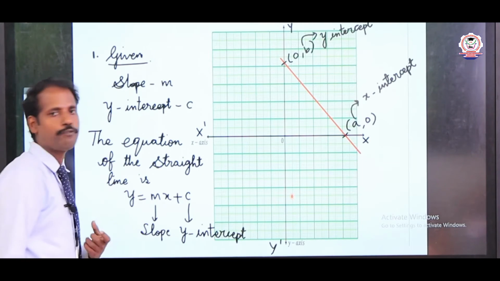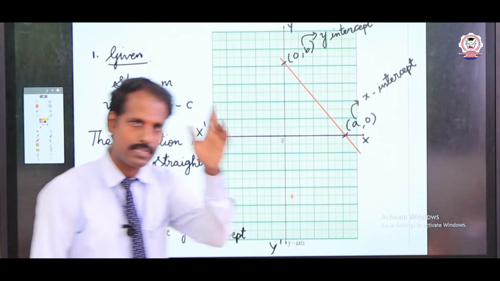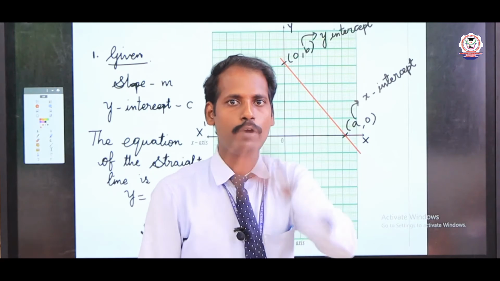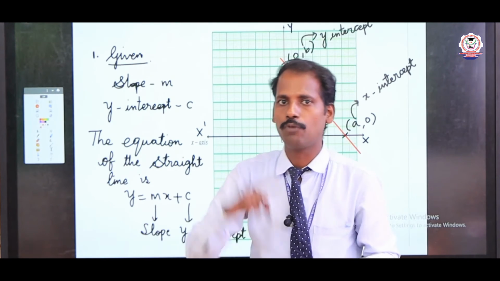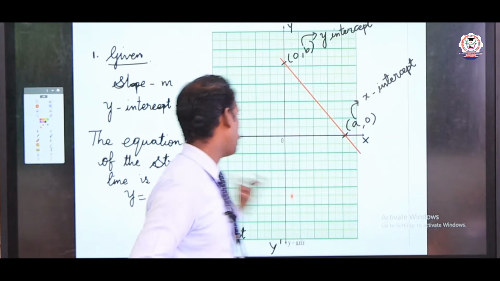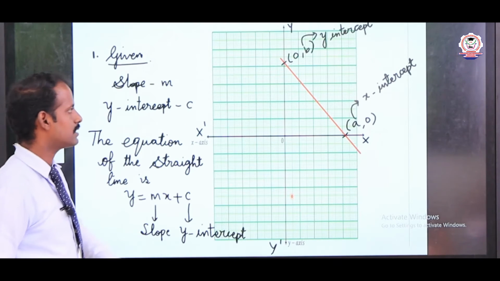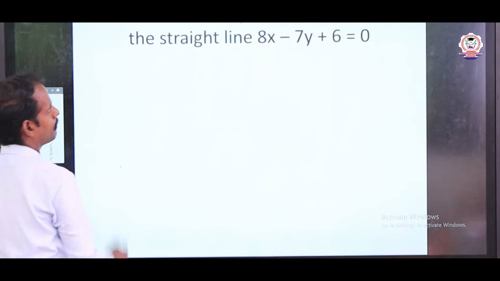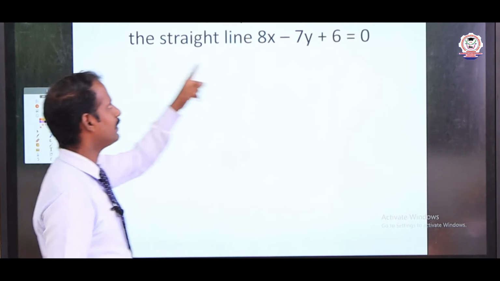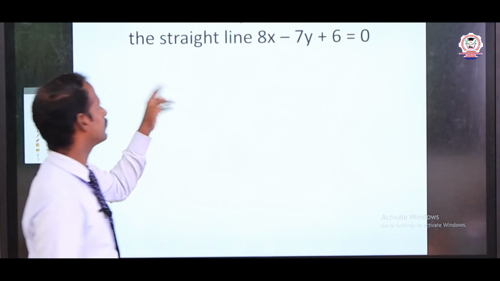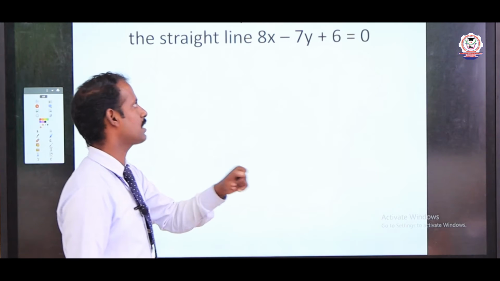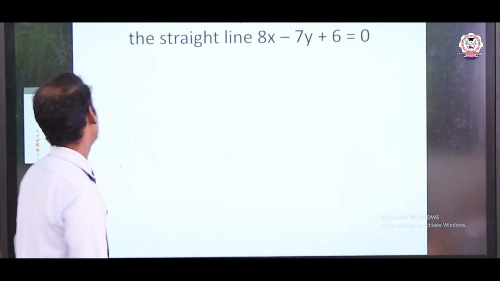So how to find the equation of this straight line? Given the values, slope is m and y-intercept is c, the equation of the straight line is y equal to mx plus c. That is the concept. The next one, calculate the slope and y-intercept of the straight line 8x minus 7y plus 6 equal to 0.